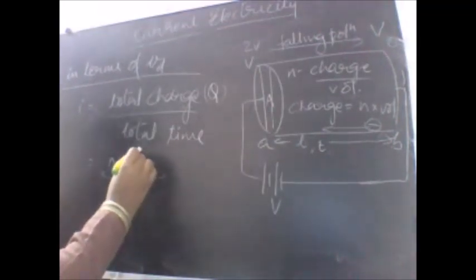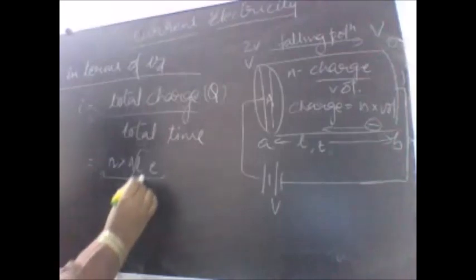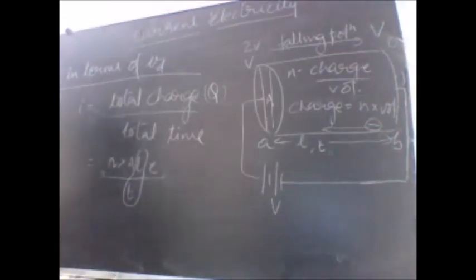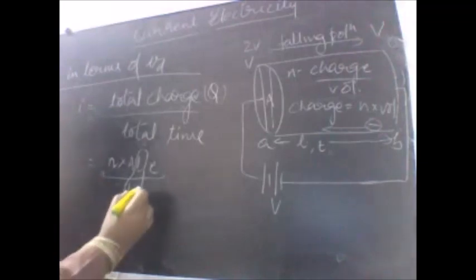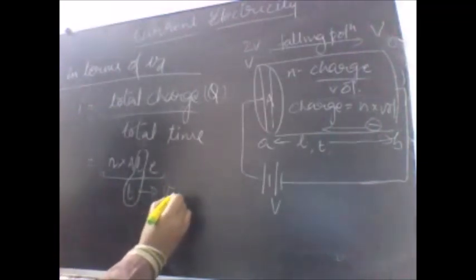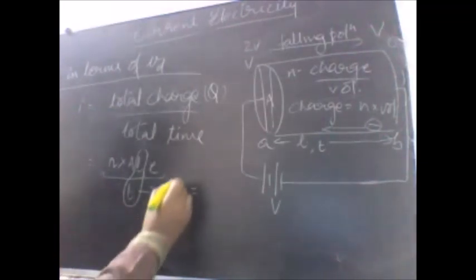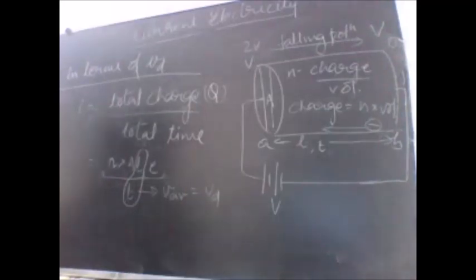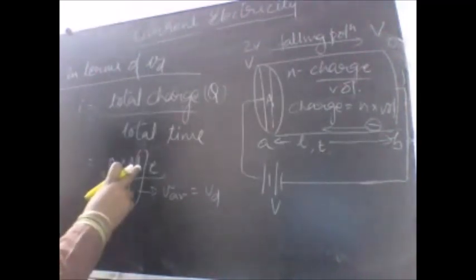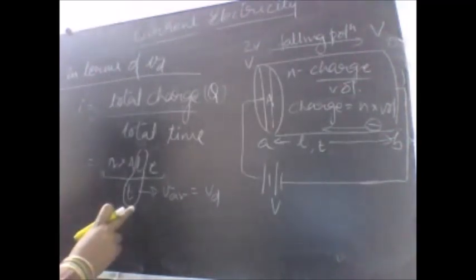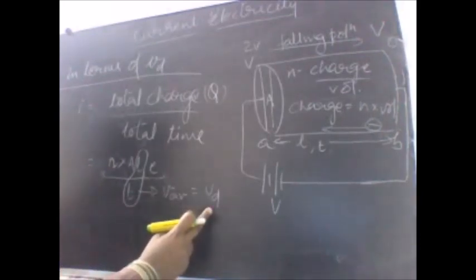So what is this term here? Isn't it total length by total time? Either you take a small length by small time, or you take total length by total time. Isn't it the average velocity? And what is the average velocity, children? The average velocity we have just calculated, it is drift velocity only. Total displacement by total time is nothing but your drift velocity.